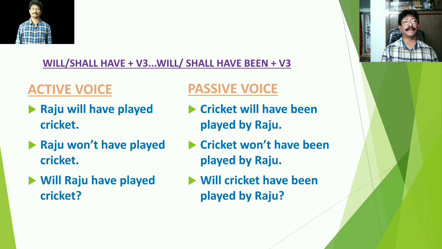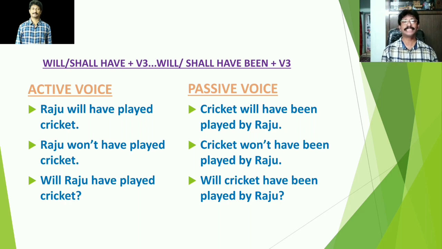Cricket will have been played by Raju. So here subject becomes an object and object becomes the subject. Cricket is the subject here. Cricket is followed by will have been played. The structure seen above. Then it is followed by a fixed preposition by and then object Raju. Cricket will have been played by Raju.